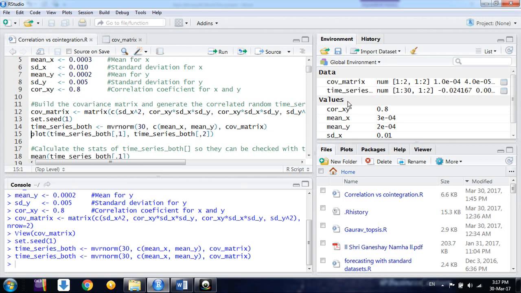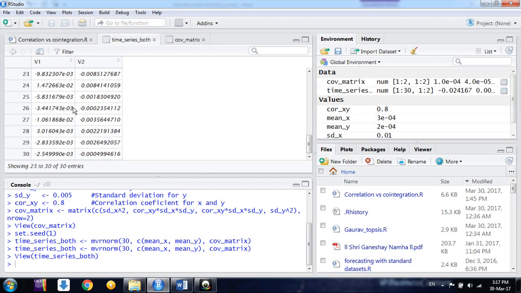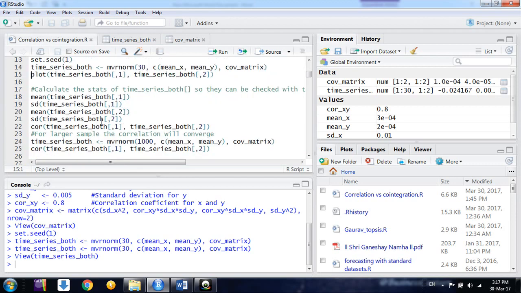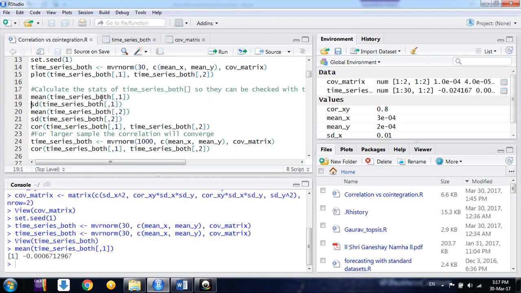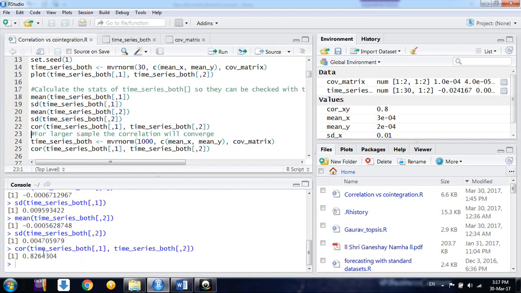So if we see both the series like this, these are 30 observations we can see here, friends, and we can check the parameters we had given earlier. If I see the mean of the first, then the standard deviation of the first, second, like this, and the correlation, the correlation is coming here as 82%, which is not exactly the 80% we had given.